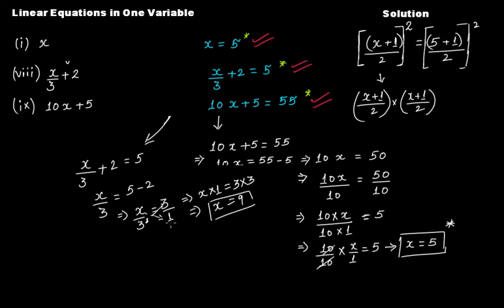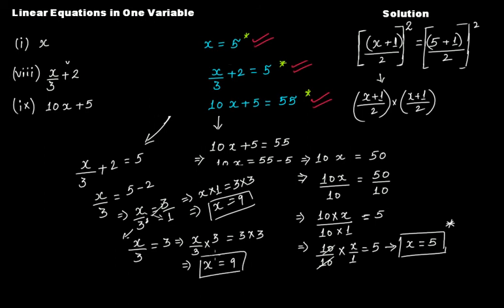Now you can solve it in a different way also. If it was x by 3 equal to 3, then we can apply this method here, what we have done here. If you multiply both the right hand side and the left hand side by 3, so this is x over 3 multiplied by 3, and this is 3 times 3. If you solve this left hand side, you get x and you get here 9.